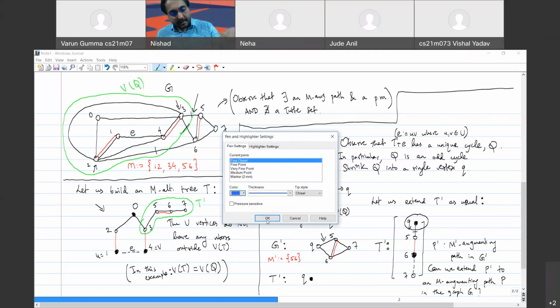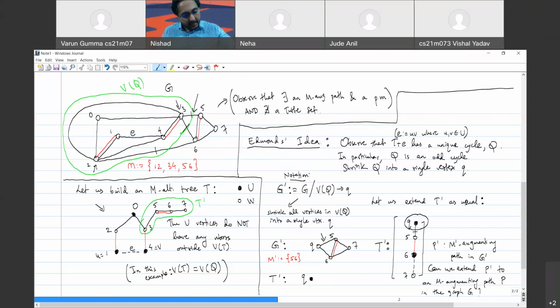So for the augmenting path, we will traverse the odd cycle in a particular way. There are only two ways to traverse. There's not 1,000 ways to traverse, right? And then we will take the path we have already found. Okay? So the augmenting path we get is exactly 0 to 2 to 1 to 4 to 3 to 5 to 6 to 7.